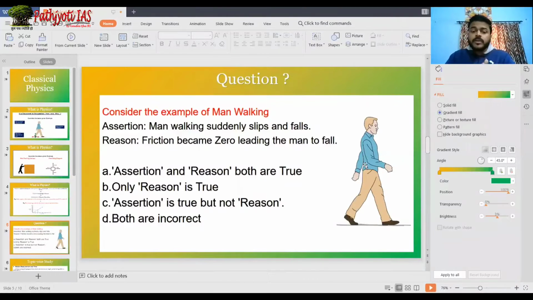If friction becomes zero, then we might not be able to sit also, and we might not be able to stand also. So yes, option C is correct. So just remember this concept that friction can never be zero.